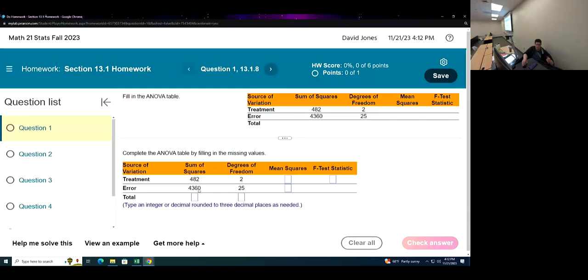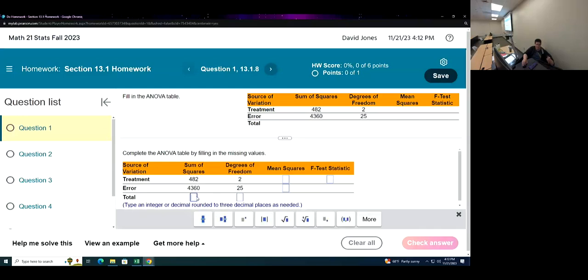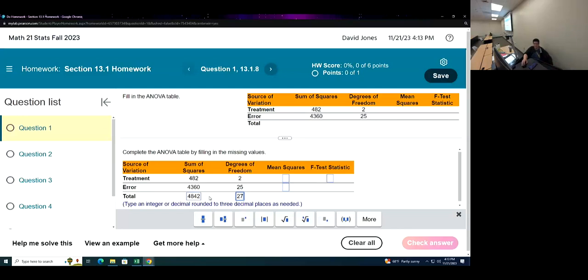So 482 plus 4360 is going to be 4842. And I'm going to add these up, and that's 27. Now that makes kind of sense because it says total. Total means add. That's fine.